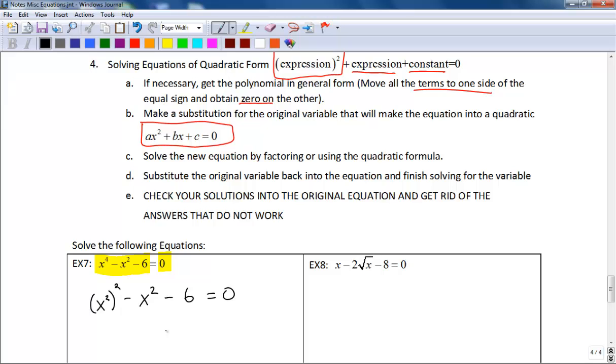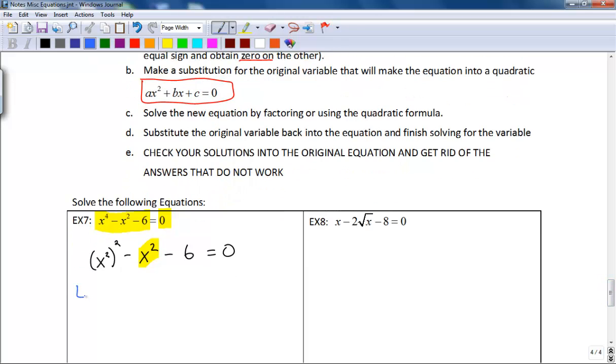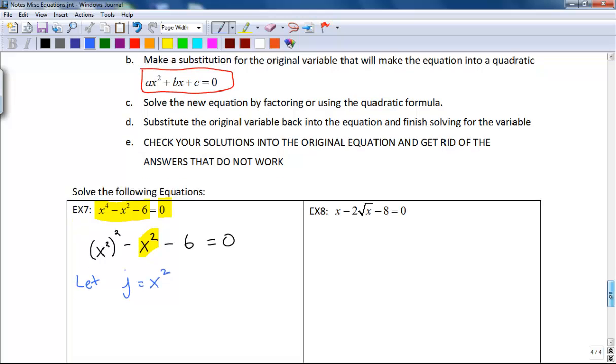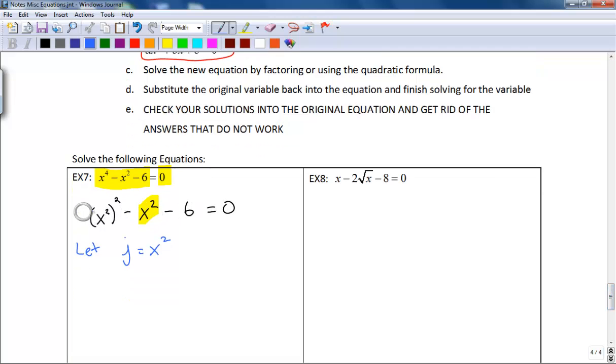Okay, I'm going to make a substitution, and you're always going to want to make a substitution for your variable and that exponent in the middle. So we're going to pick a letter. I'm going to use the letter J. We're going to let J equal what's in the middle here, which is an x squared. We're going to let J equal x squared. And then we're going to rewrite this equation in J's, no longer in x squared. So instead of x squared squared, I'm going to write J squared minus, again, instead of x squared, I'm going to write J minus 6 equals 0.